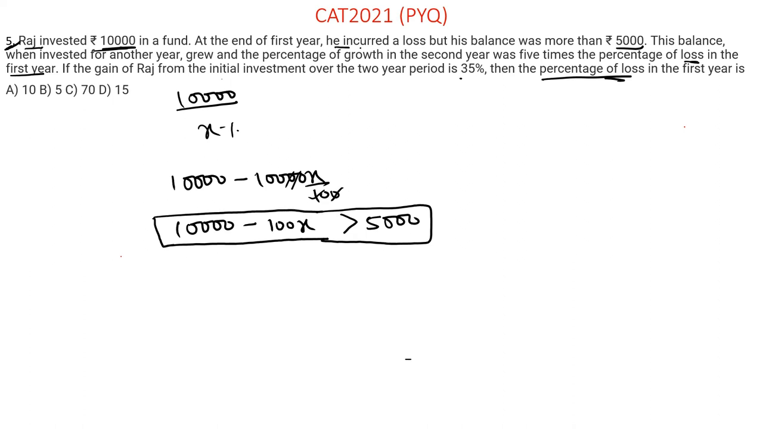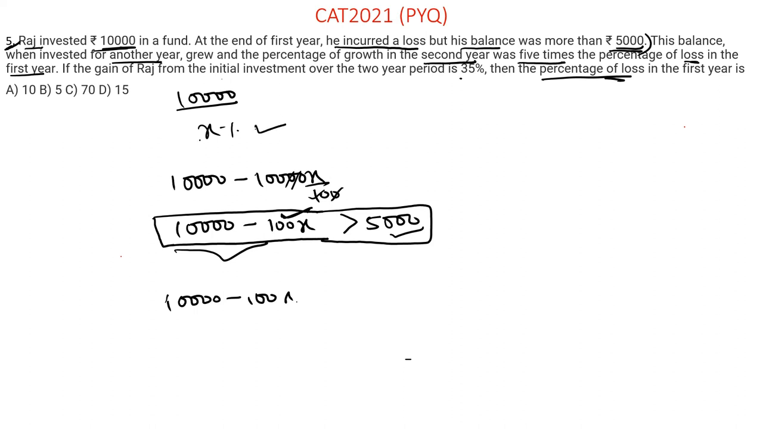This is the statement. He incurred a loss of 100x, but his balance was more than 5,000. So this balance is more than 5,000. Done with this much of the statement. Now this balance, 10,000 minus 100x, was invested for another year and grew, and the percentage of growth in the second year was 5 times the percentage of loss.